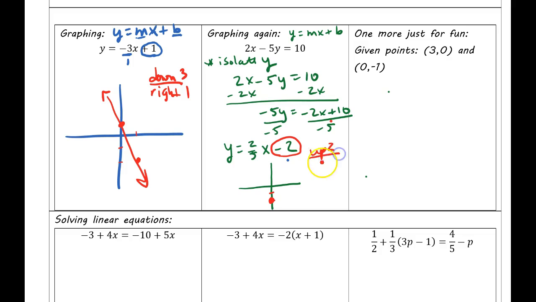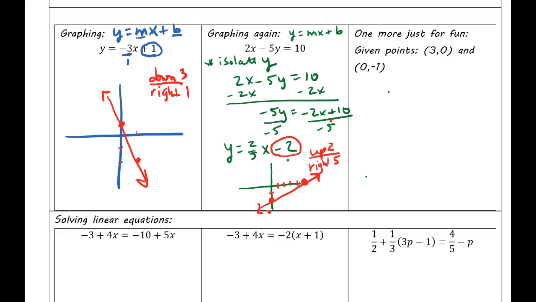Now why is it up instead of down? Well, that's a +2. So positive tells you to go up, negative tells you to go down, just like in the last one. So up 2 and then over 1, 2, 3, 4, 5. And put another point there, play connect the dots, and voila.